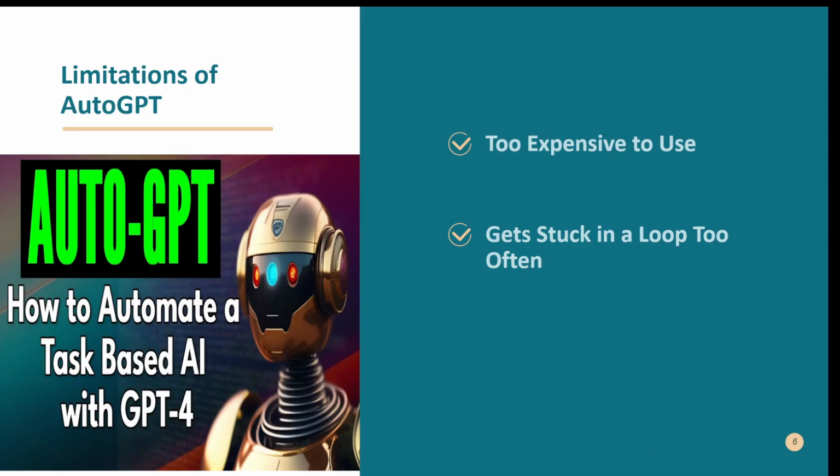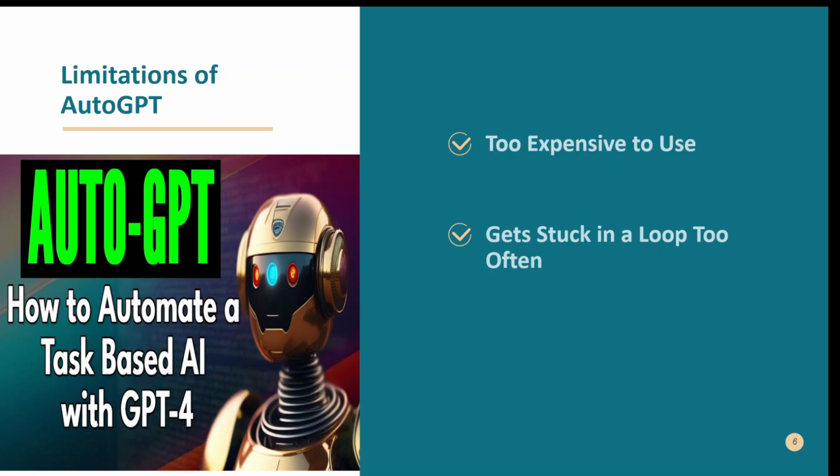So the next one is limitations. There is no doubt the autonomous agent nature adds a new dimension to AI systems. At some point, we cannot ignore the limitations and risks of AutoGPT. Some of the key limitations which we must know are the ones you see on your screen.